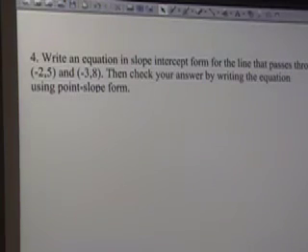So this one asks us to write an equation in slope-intercept form for the line that passes through (-2, 5) and (-3, 8). We're going to check our answer using the point-slope form. So first of all, let's take the information they give us.